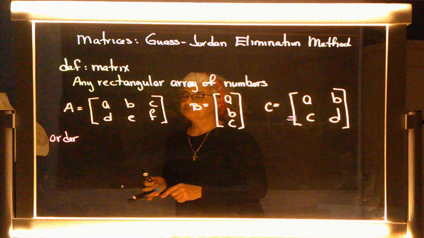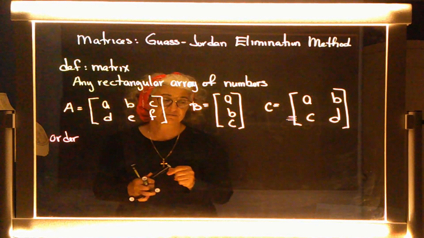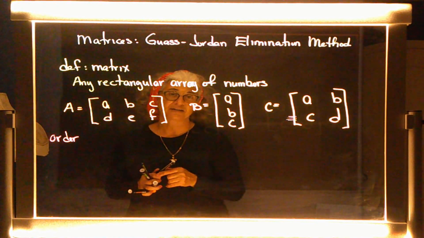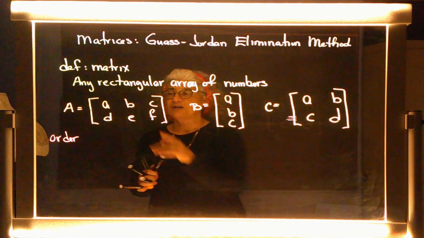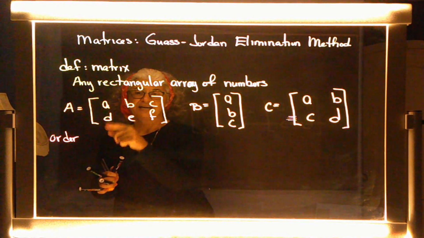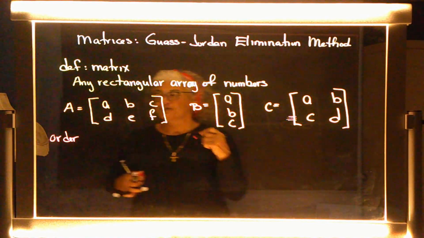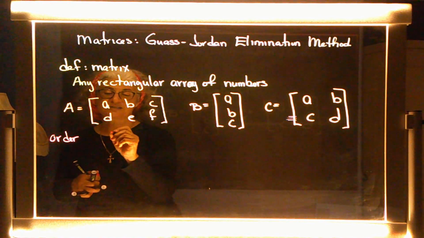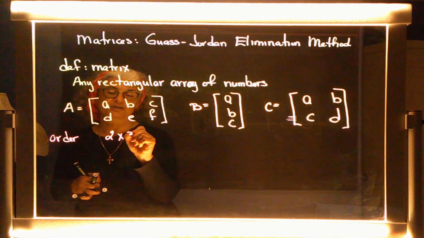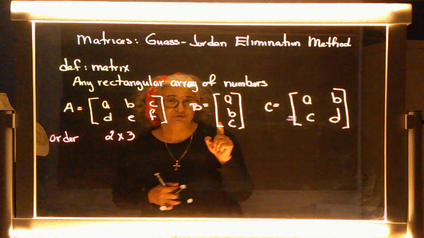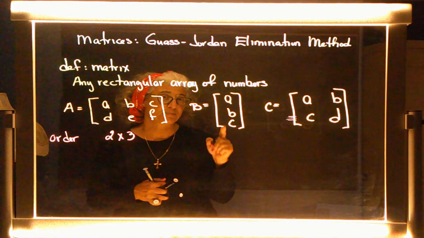Now, rows go which way? Good, rows go left and right. Columns go which way? They go up and down. Matrix A has 2 rows and 3 columns, correct? So the order or the size of this matrix would be known as a 2 by 3. 2 rows, 3 columns.